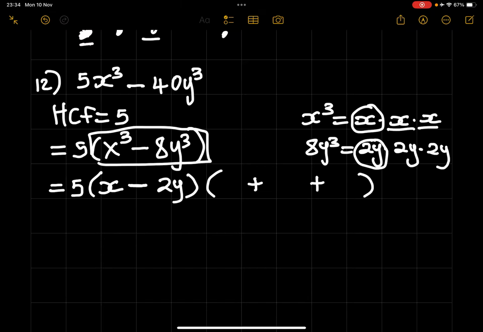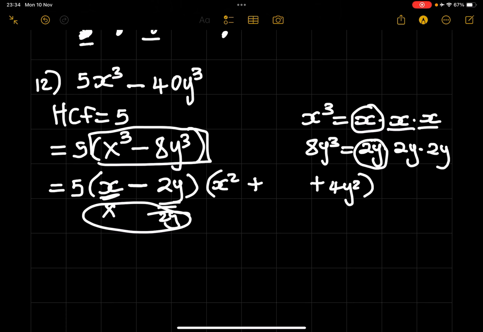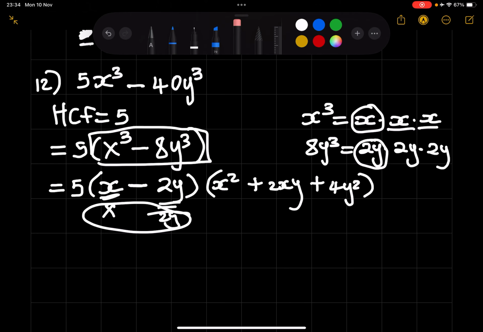And then what is x times x? You just take this term, you times it by itself. So x times x is x squared. And then 2y times 2y is 4y squared. And then in between is just x multiplied by 2y. So x multiplied by 2y is 2xy. And that is fully factorized, ladies and gents.